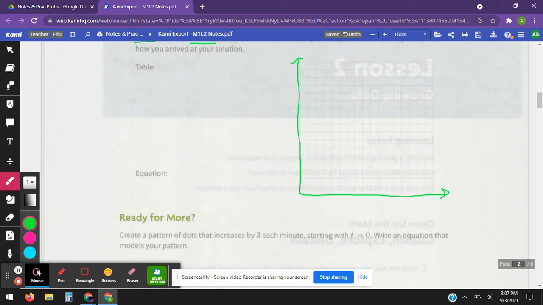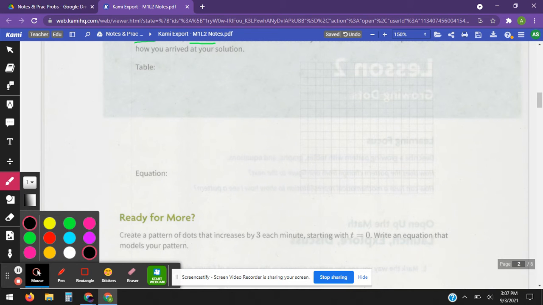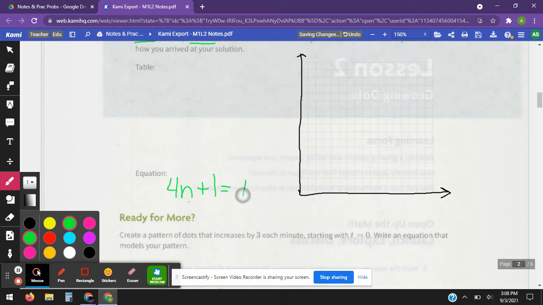Actually, you know what? Let me undo that. And actually, let's do that in black. Let's do my graph lines. I know these all are going to be positive. So I'm going to do that. I actually already figured out my equation above, didn't I? 4n plus 1. 4 times however many minutes I was using, and then I had my 1 in the middle each time. So that's my equation, equals, we'll do t for total. So now for the table.